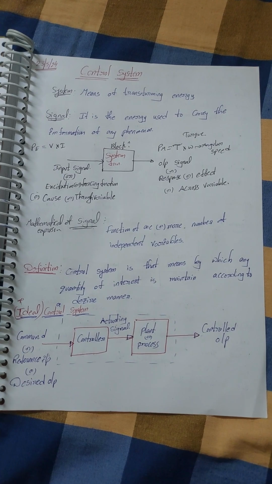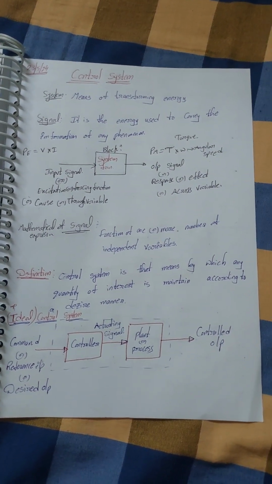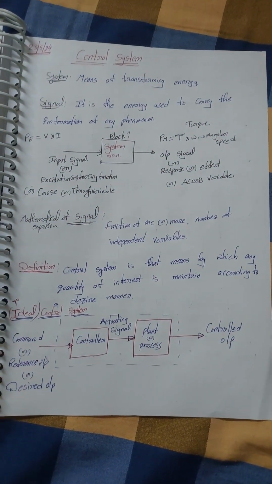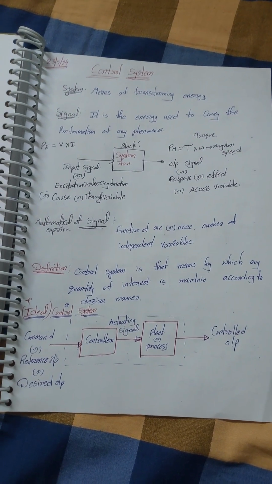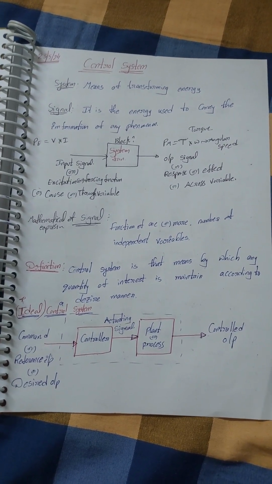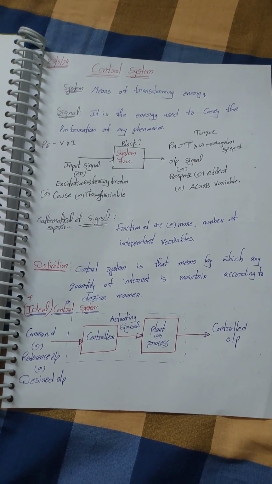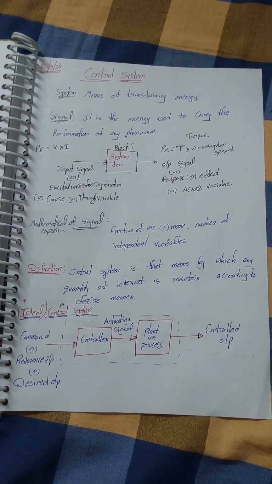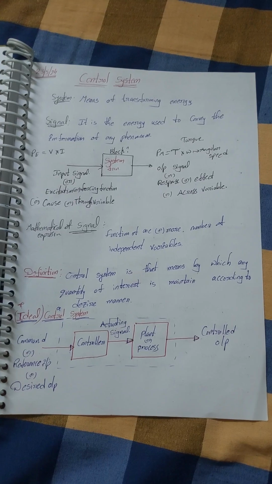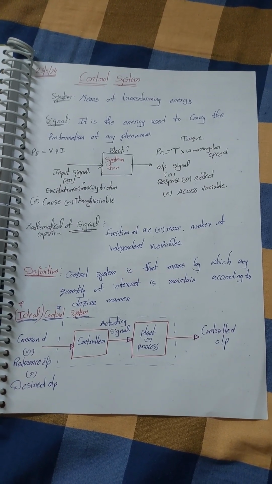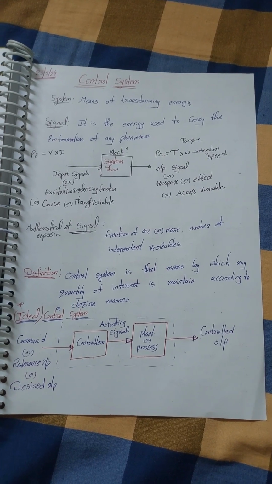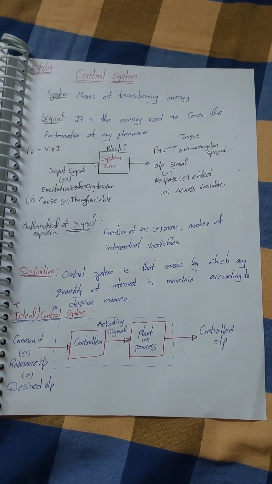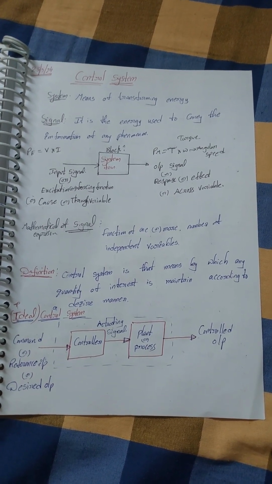Coming to the block diagram, we can take a fan as an example. There is a system, the fan. We can give an input signal, the electrical power. Electrical power equals voltage times current, and the system is the fan. The desired output is mechanical power, so the fan should rotate. Mechanical power equals tau times omega, where tau is torque and omega is angular speed.